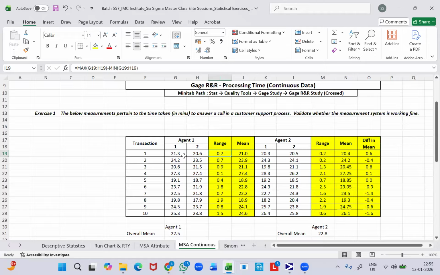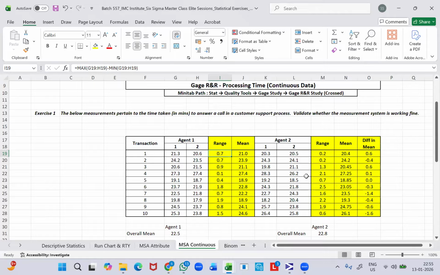So with whatever we have seen so far, range as a metric would represent which variation, which component of the measurement system variation, repeatability variation or reproducibility? Repeatability variation. Very good. So repeatability variation, right? Because we are looking at the differences in the measurement values provided by an agent for a transaction. That is what we have calculated as a range, right?